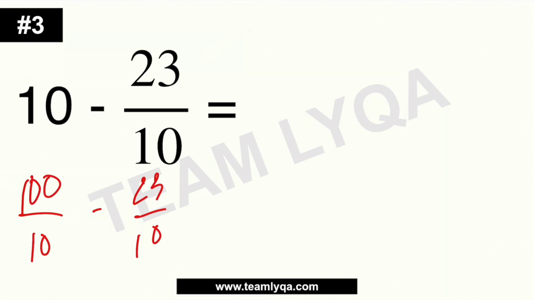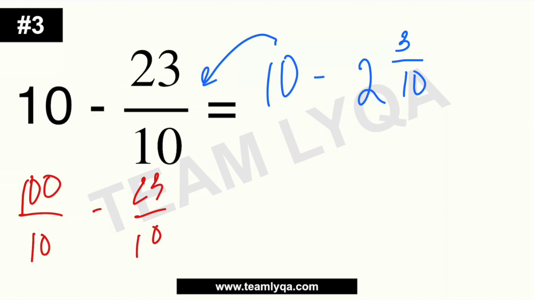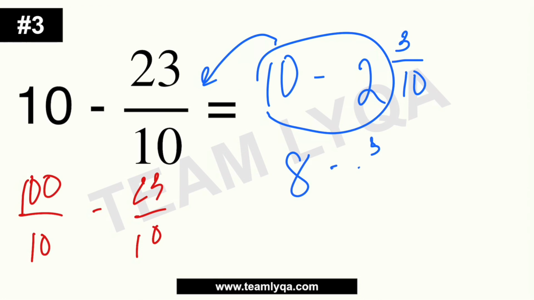Ang gagawin mo lang would be, first, i-convert mo ito into a mixed number. So, 23 over 10, anong mixed number? Ilang 10 meron sa 23? So, that would be 2, yung 20. Tapos, may remainder ka na 3 over 10. So, equal siya dito. Ito na ngayon ang i-minus ko sa 10. Again, nagsisimula ka dito sa side na ito. 10 minus 2 is 8. So, 8 minus 3 over 10. Which will give me 7.